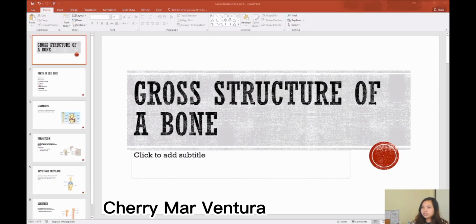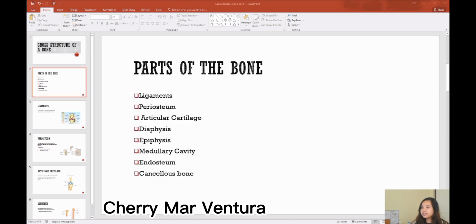Okay, so let's start with the gross structure of the bone, wherein it has 8 parts: ligaments, periosteum, articular cartilage, diaphysis, epiphysis, medullary cavity, endosteum, and the cancellous bone.